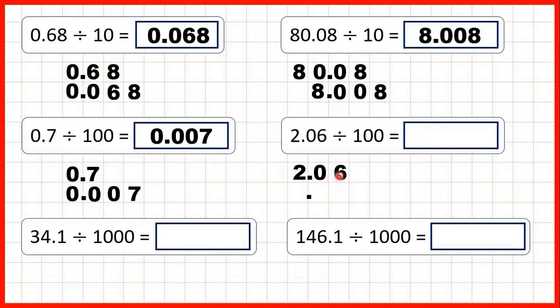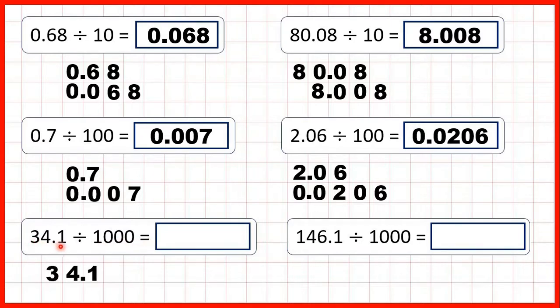So we can copy down this 6, 1, 2 squares to the right, do the same with the 0 and with the 2. Now, again, we've got an empty square after the decimal point, so we need to write 0 here and a 0 before the decimal point, and that gives us 0.0206.